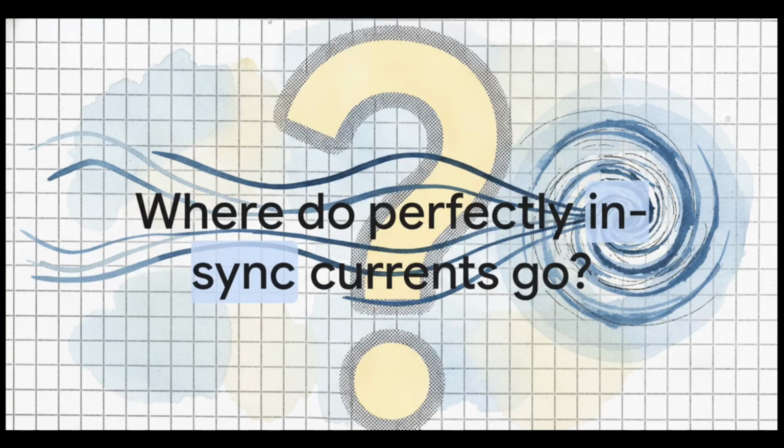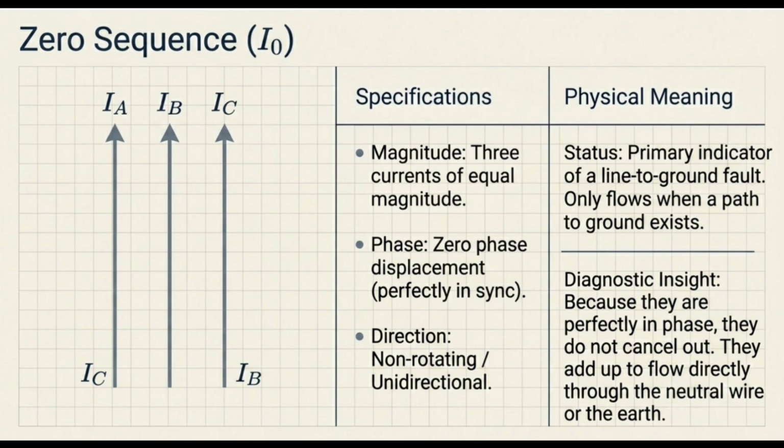Okay, moving right along to our third virtual set in Section 4, zero sequence and grounding, the escape artist. Now, this sequence operates under a totally different set of rules and presents a really fascinating puzzle. The zero sequence is made up of three currents of equal magnitude that have zero phase displacement, meaning they are perfectly in sync. And because they're completely in phase, they don't just cancel each other out like normal currents do. So where exactly do perfectly in sync currents go? Well, they add up and actually escape the normal circuit.